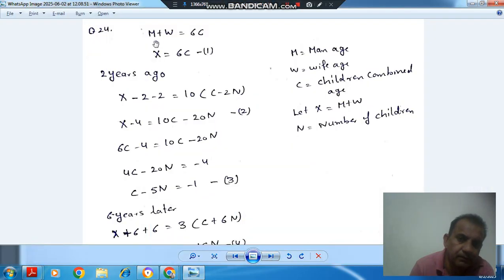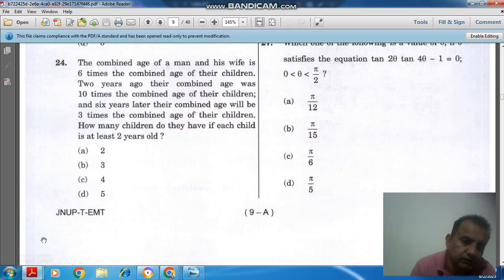So here suppose M is the man's age, W is his wife's age, and C is the children's combined age. Then according to the first condition, M plus W is equal to 6C. The summation of the ages of the man and his wife is equal to 6 times the combined age of the children.